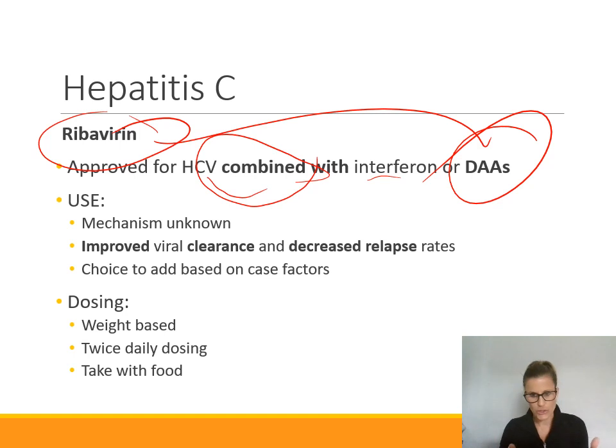Dosing with ribavirin is weight-based, so that's something to keep in mind. There's not a standard dosing profile. It is a weight-based dosing schedule, and it is twice daily dosing. So compliance is a little bit harder than with the once daily drugs. Also, it needs to be taken with food. So twice a day with food both times makes compliance a little bit harder, but absolutely necessary.